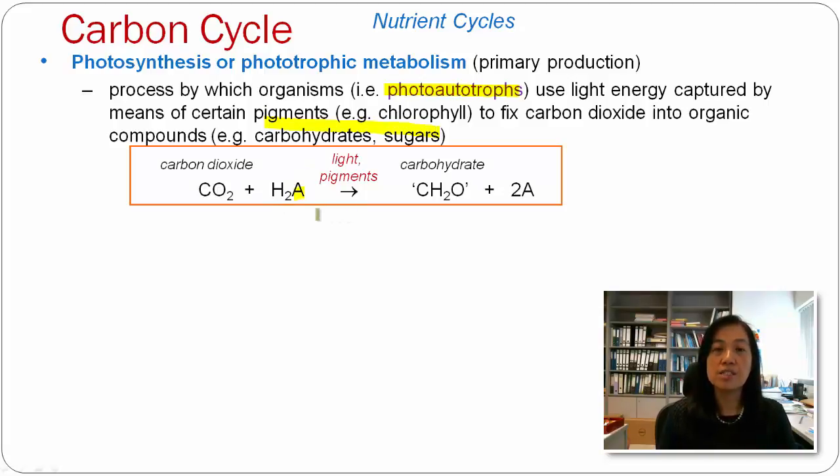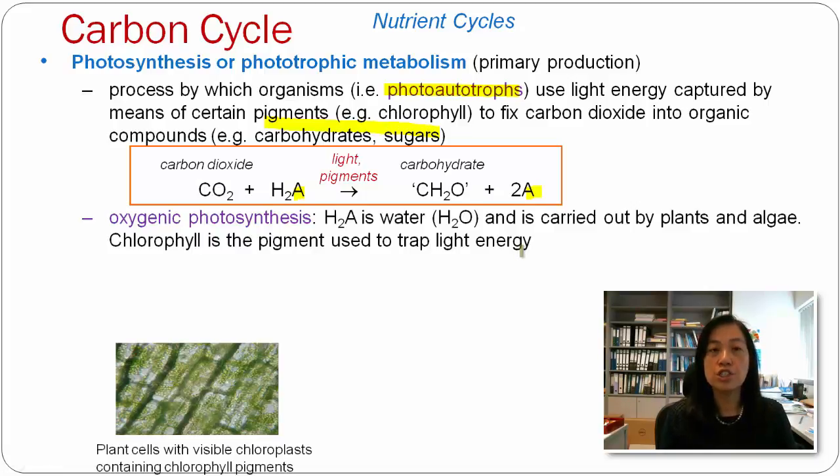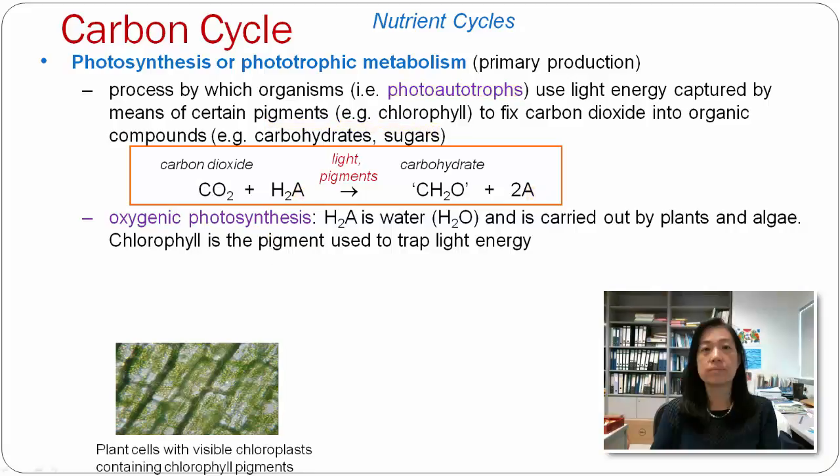In the case of plants, A represents oxygen, so H2A is water, and 2A here represents the oxygen molecule. This special case of photosynthesis where oxygen is used is known as oxygenic photosynthesis, and it is carried out by plants. Here, chlorophyll is used to trap the light energy which is required.